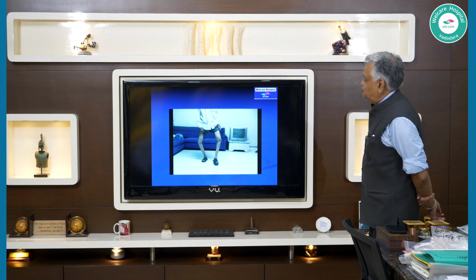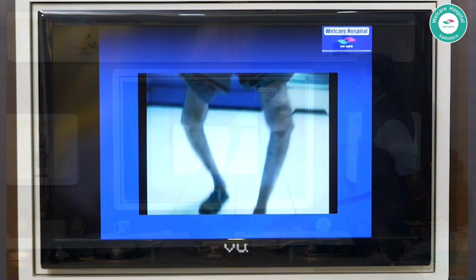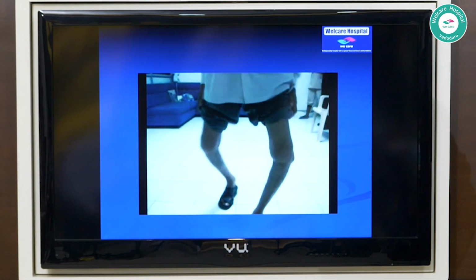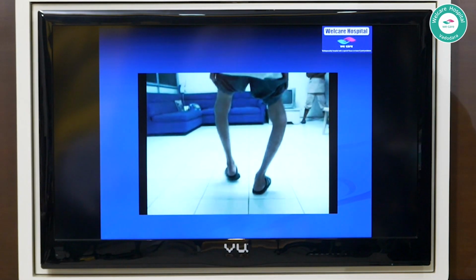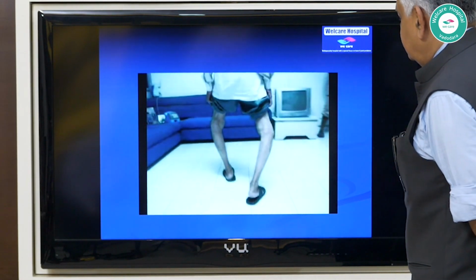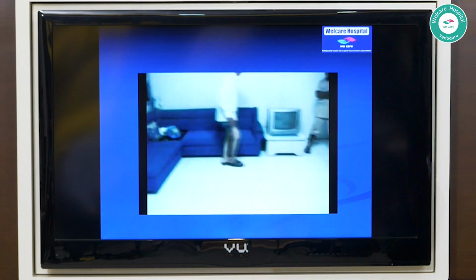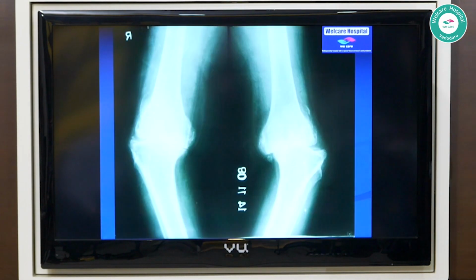This man, his name is Subhash Dubey. He came from Indore. He was a teacher all his life, and you can see how severe the deformity was. This is not something that is unusual even today. I'll show you later how he fared following his surgical procedure. Next please. So that was his X-ray.